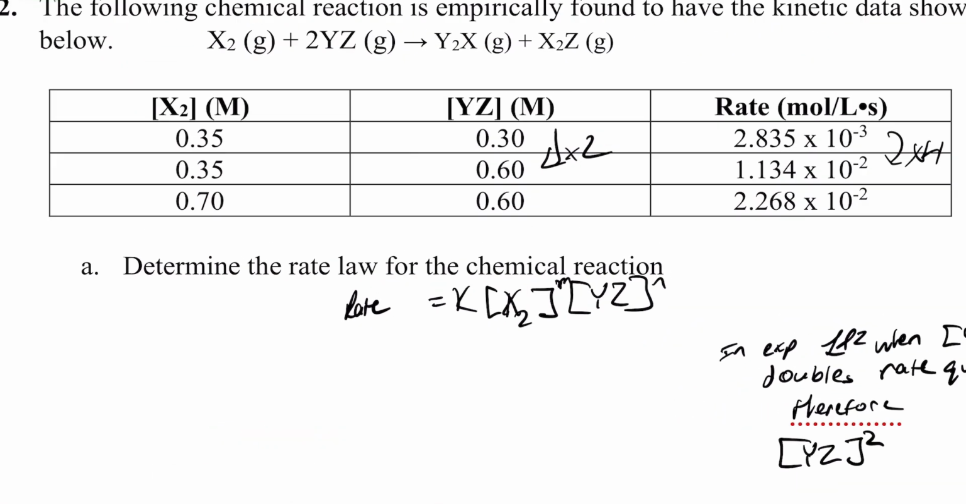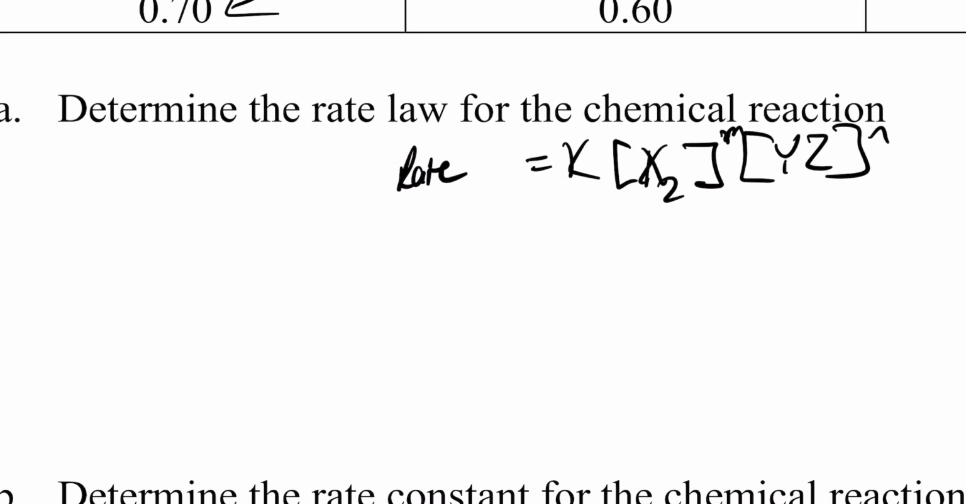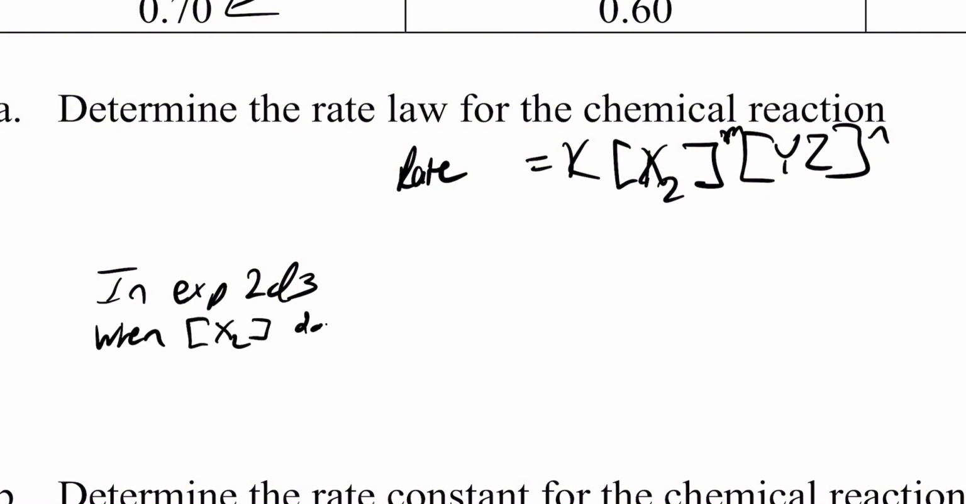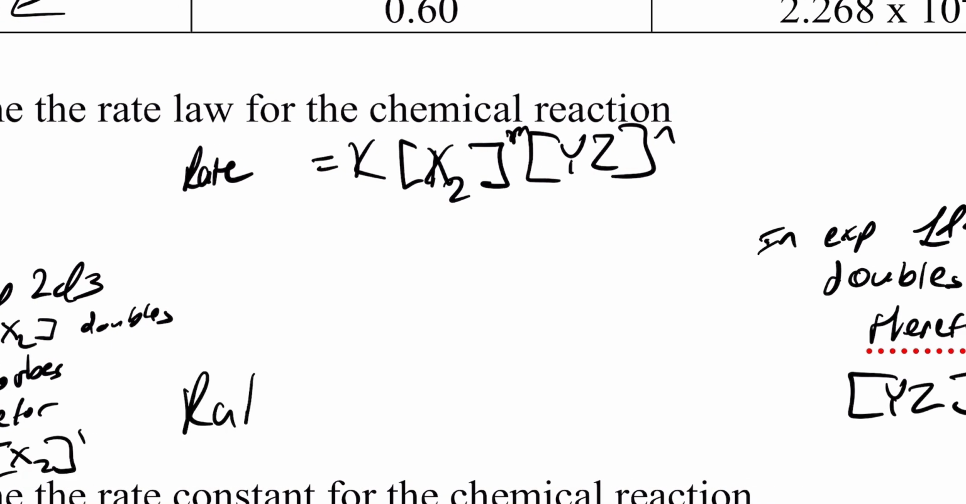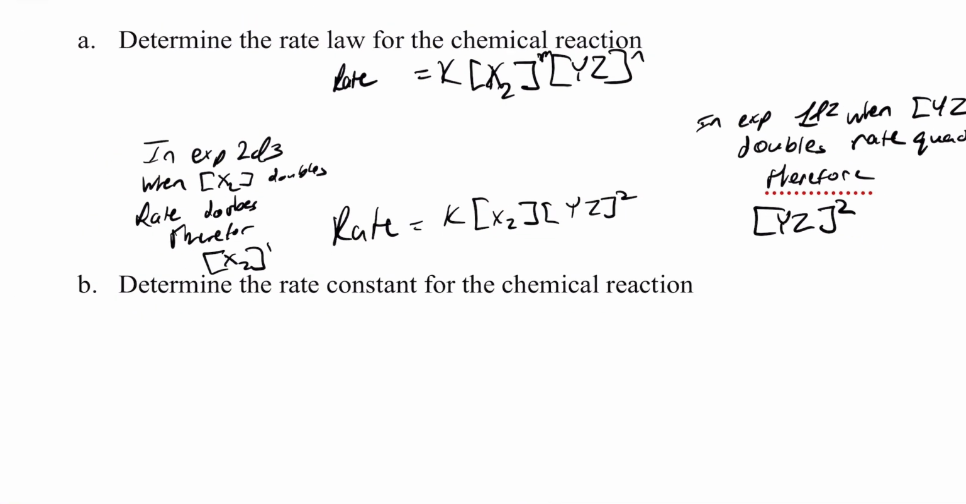Now let's look at this one. When this doubles, this is also doubling. So that means that in experiment 2 and 3, when the concentration of X squared doubles, rate doubles. Therefore, X squared is first power. So that means the rate equals K times X squared YZ squared. Perfect. Rate constant, very simple.